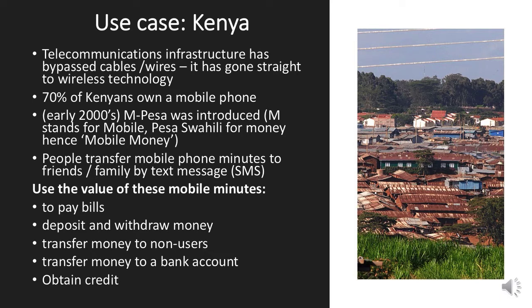In the early 2000s, M-Pesa was introduced. M stands for mobile. Pesa is Swahili for money, hence mobile money. People transfer mobile phone minutes to friends and family by text message, and they can use the value of these mobile minutes to pay bills, to deposit and withdraw money, transfer money to non-users, transfer money to a bank account, and even obtain credit.